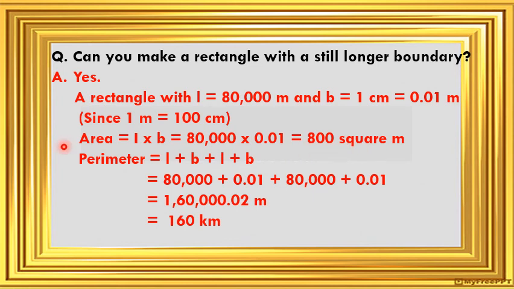Perimeter is length plus breadth plus length plus breadth. That is 80,000 plus 0.01 plus 80,000 plus 0.01 gives 1,60,000.02 meters. That is nearly 160 kilometers.